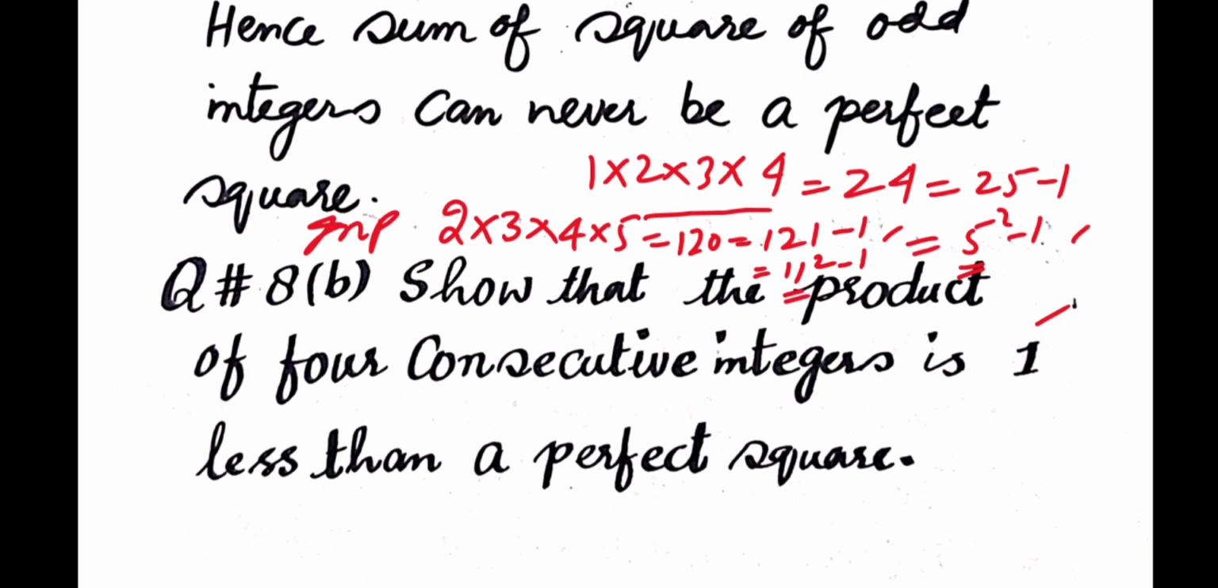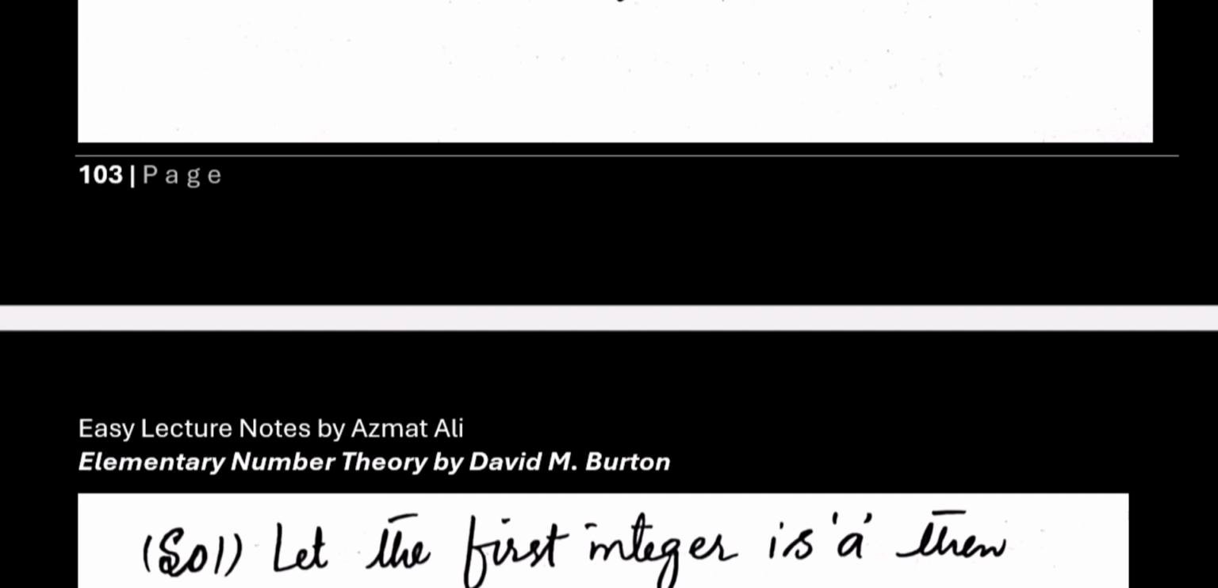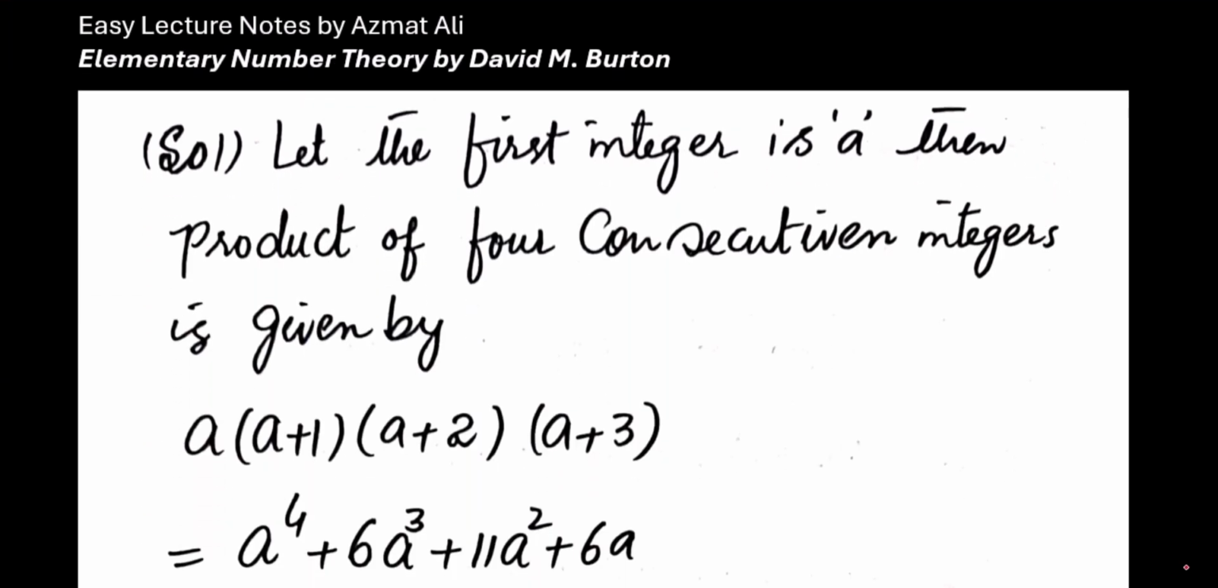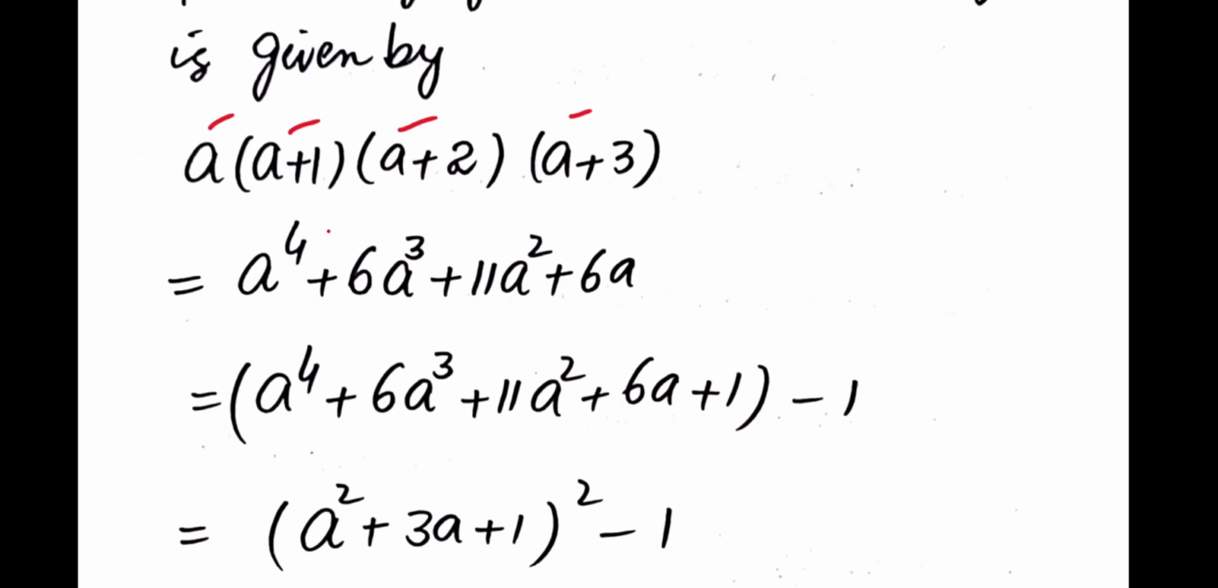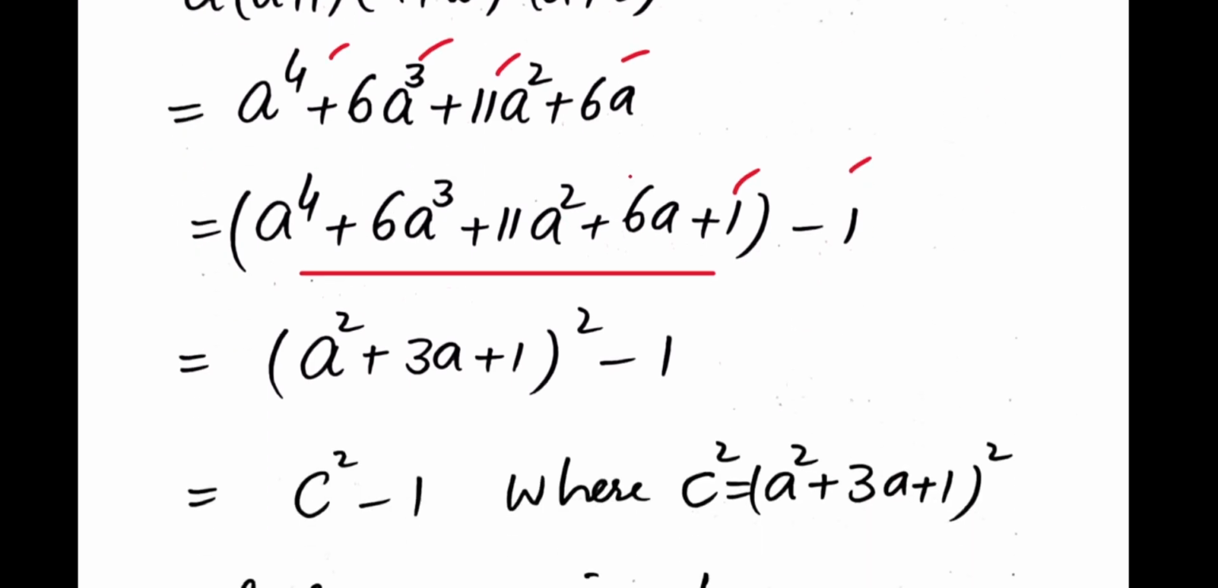So I am sharing the solution by a very simple algebraic method. Let the first integer be a, then the product of 4 consecutive integers is given by a into (a plus 1), (a plus 2), (a plus 3). After multiplication of these 4 factors, we have a raised to the power 4 plus 6a cube plus 11a square plus 6a. By adding and subtracting 1, we have this polynomial in a, and if you take the square root of this polynomial, we can get a square plus 3a plus 1.